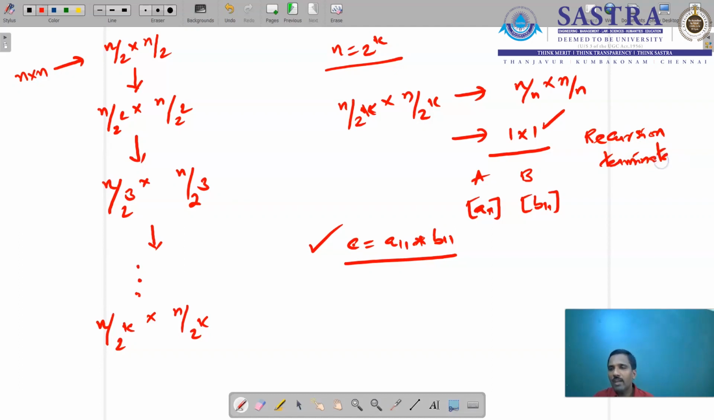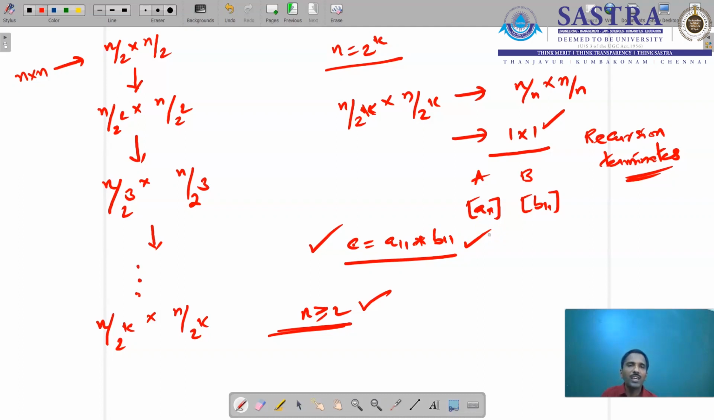So how long are we applying the repeated recursion? We apply it as long as the matrix size n by n has n greater than or equal to 2. Even when n is equal to 2, we have applied the divide and conquer logic. Then for each matrix of order 1 by 1, we find the resultant value as C is equal to A11 into B11.